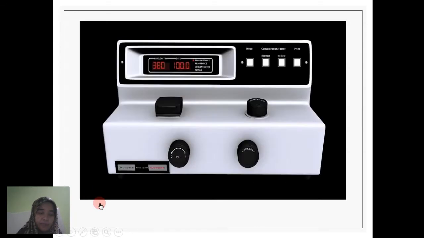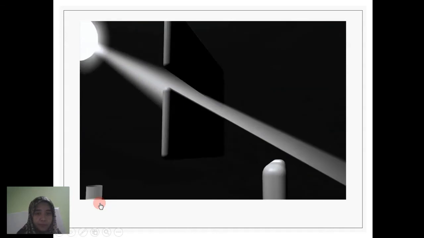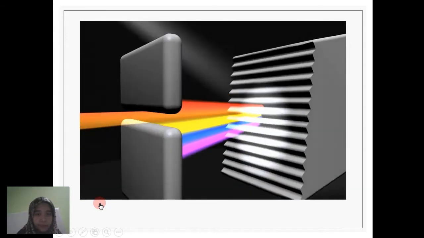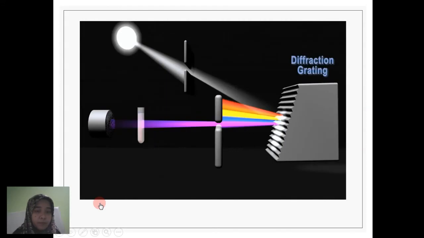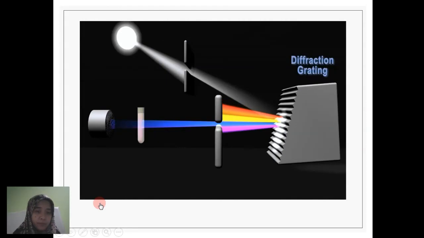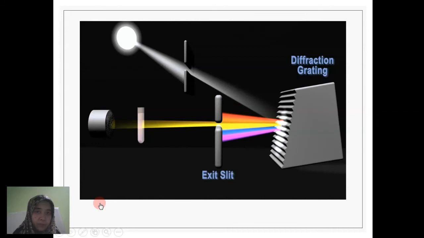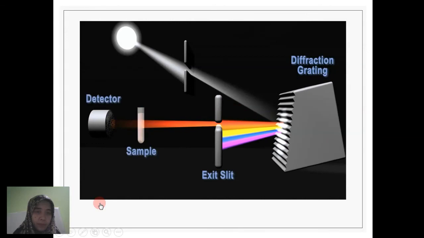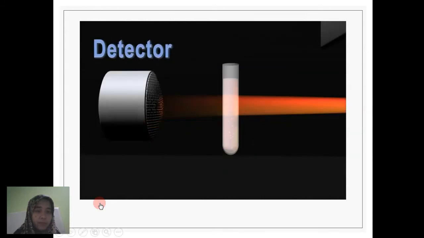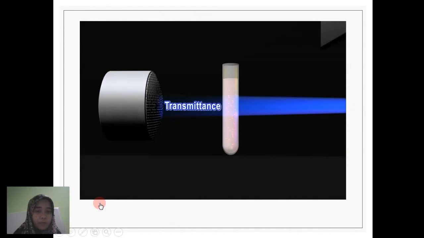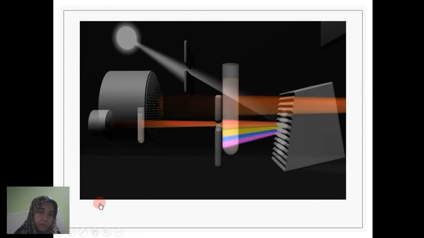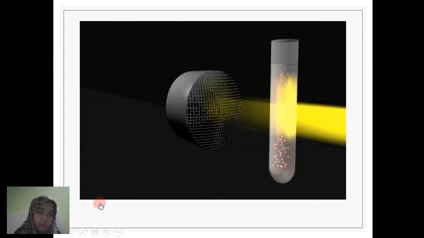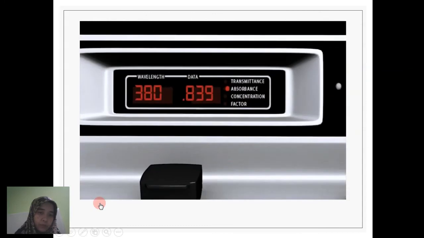Here's how a spectrophotometer works. A lamp provides the source of light. The beam of light strikes the diffraction grating, which works like a prism, and separates the light into its component wavelengths. The grating is rotated so that only a specific wavelength of light reaches the exit slit. Then the light interacts with the sample. From this point, the detector measures the transmittance and absorbance of the sample. Transmittance refers to the amount of light that passes completely through the sample and strikes the detector. Absorbance is a measurement of light that is absorbed by the sample. The detector senses the light being transmitted through the sample and converts this information into a digital display.